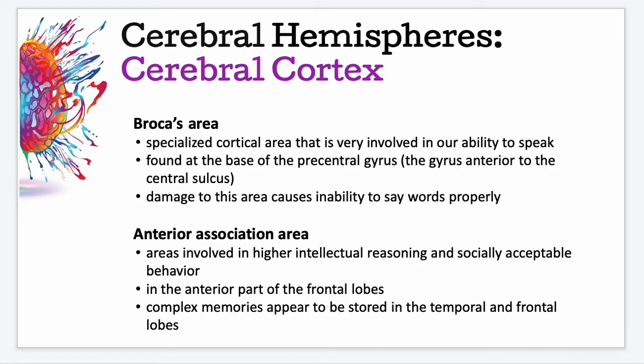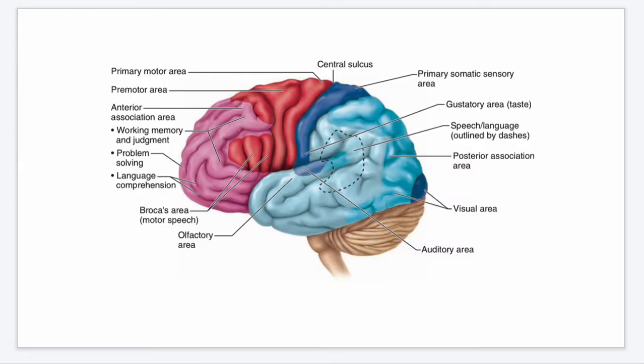So, your Broca's area is a specialized cortical area that is very involved in our ability to speak. It's found at the base of the precentral gyrus, and damage to this area causes inability to say words properly. We have your anterior association area. These are areas involved in higher intellectual reasoning and socially acceptable behaviors. It's in the anterior part of your frontal lobes, and complex memories appear to be stored in the temporal and frontal lobes.